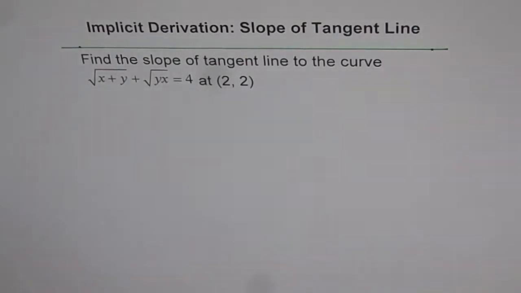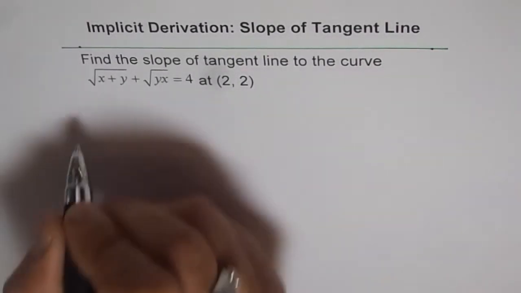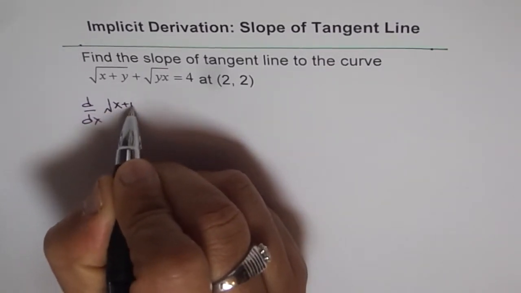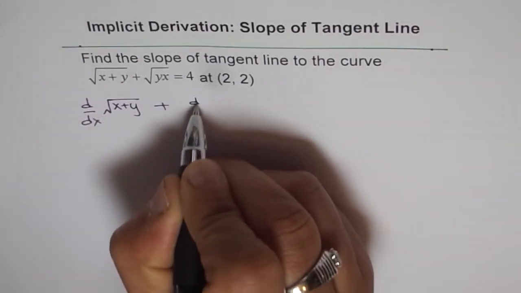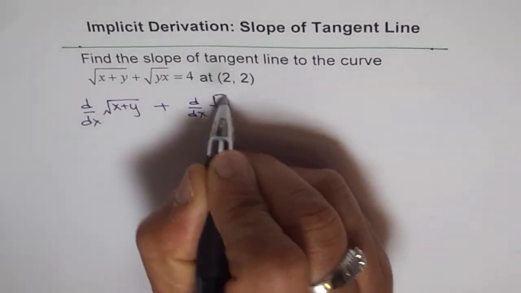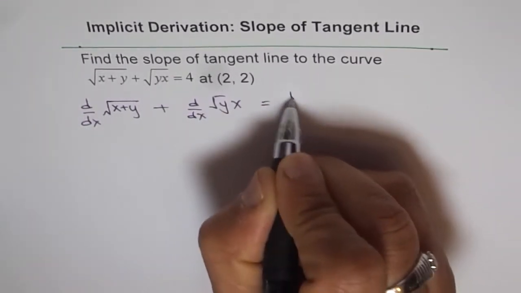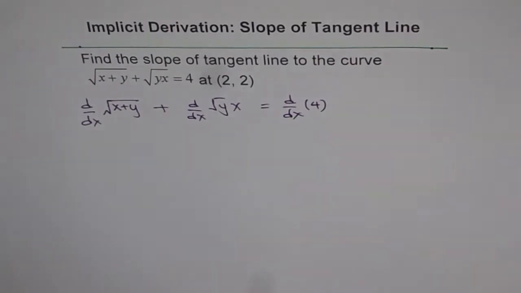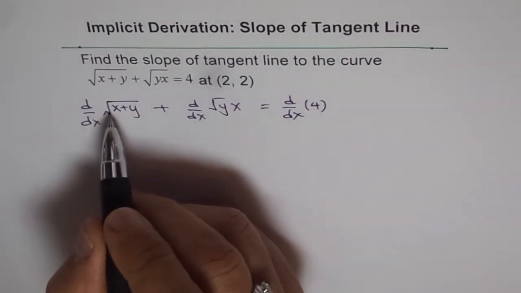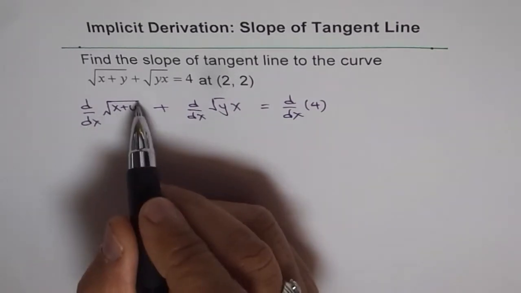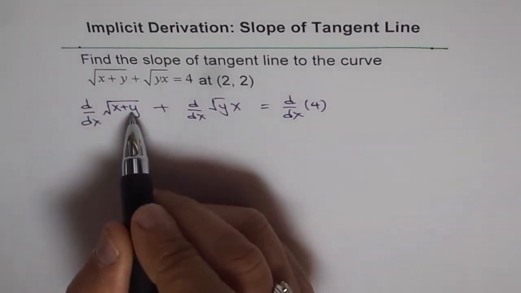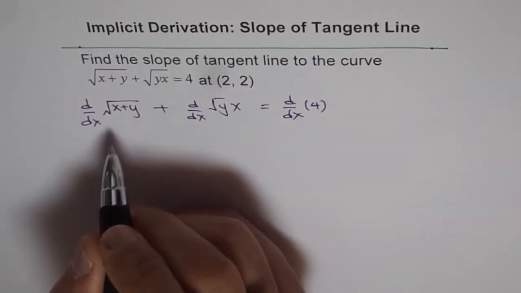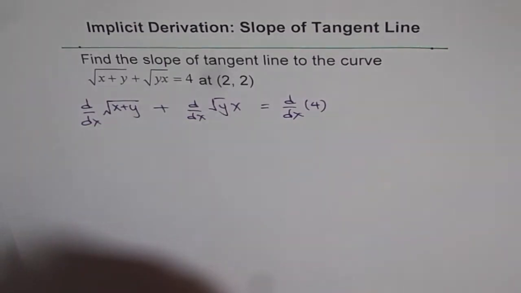Now let's start with the derivative on both sides with respect to x. So we have d/dx of square root of (x plus y) plus d/dx of square root of (yx) equals d/dx of 4. Now here we'll apply the rules, that is the power rule. (x plus y) to the power of half, the derivative will be half times (x plus y) to the power of half minus 1, which is minus half, so it comes in the denominator, times the derivative of the inside terms, so that is the chain rule, correct?